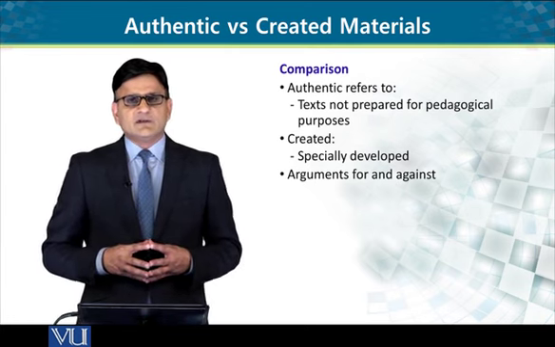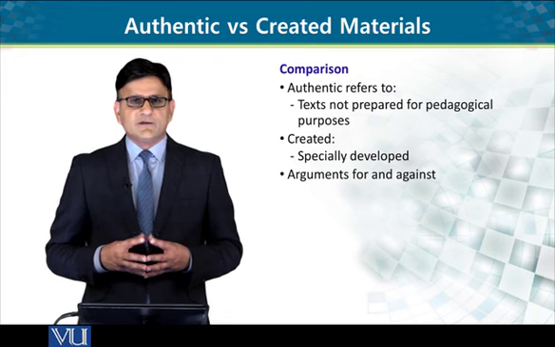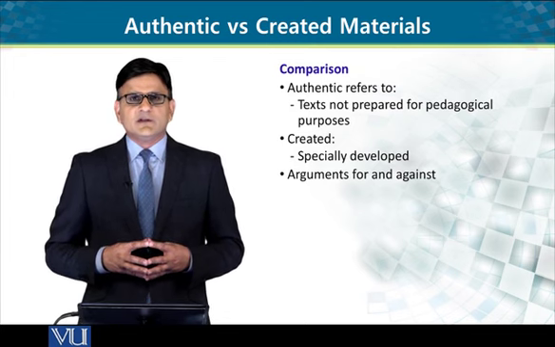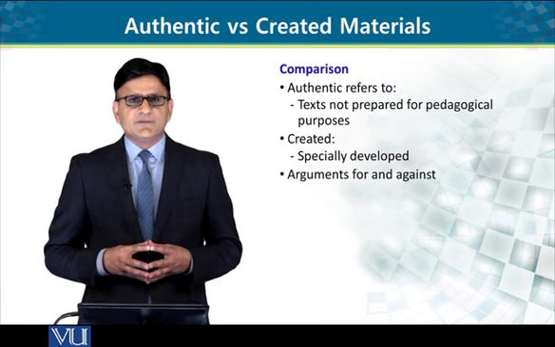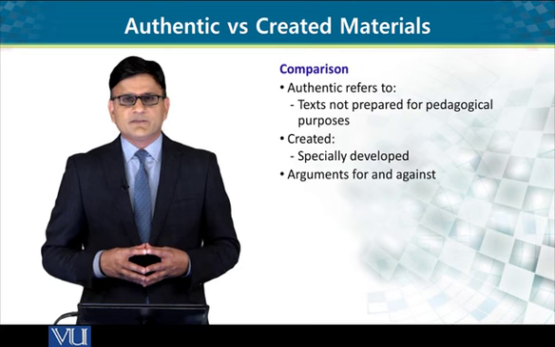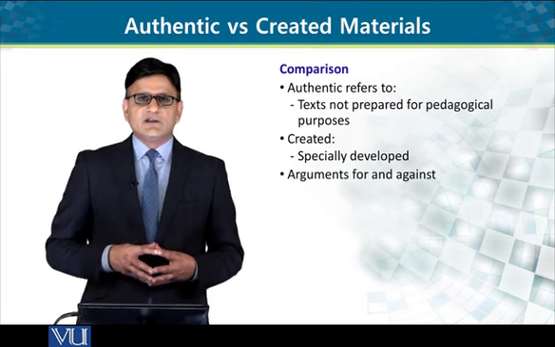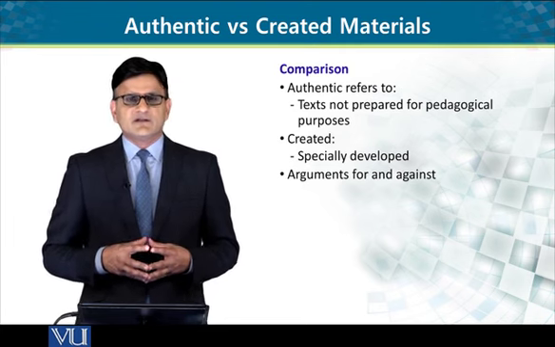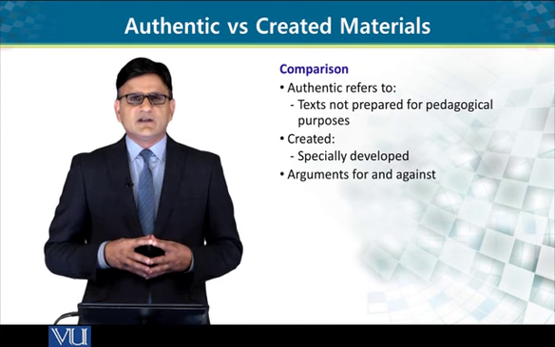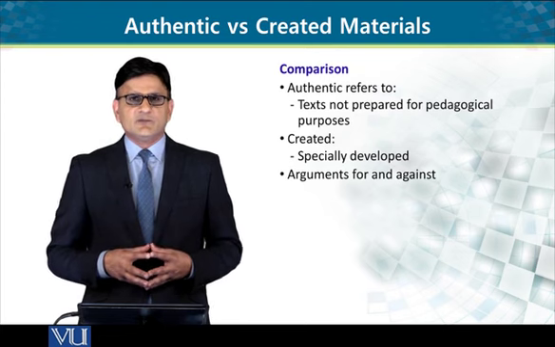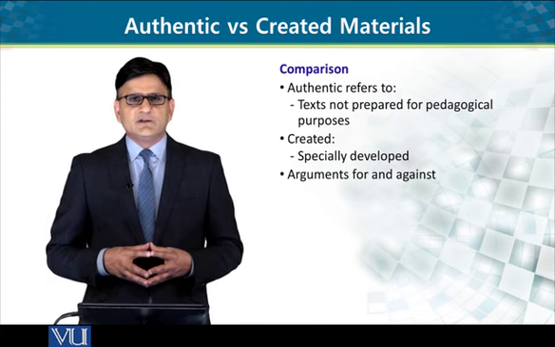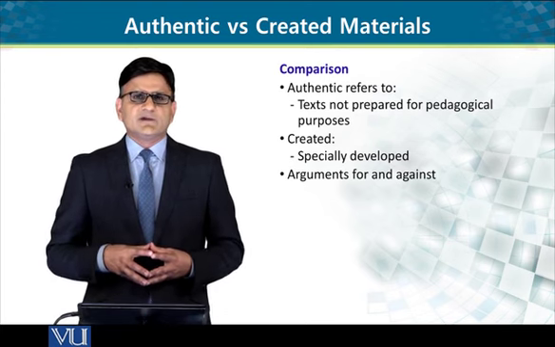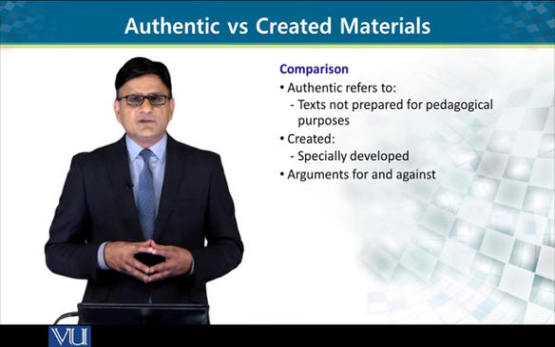Authentic and created. Authentic could come, for example, in the shape of selecting texts from magazines or television programs or the internet. And on the other hand, the created materials are, for example, textbooks in a national context, textbooks for class 9th and 10th. That's the published, created materials that have been produced with a specific purpose in mind.